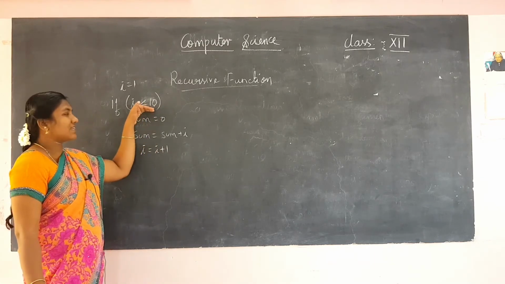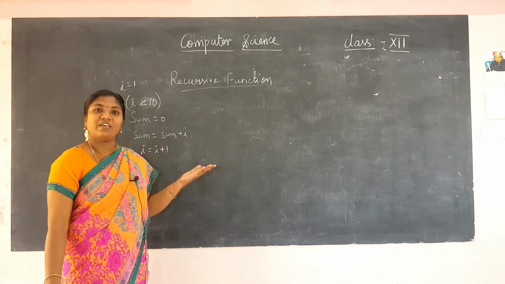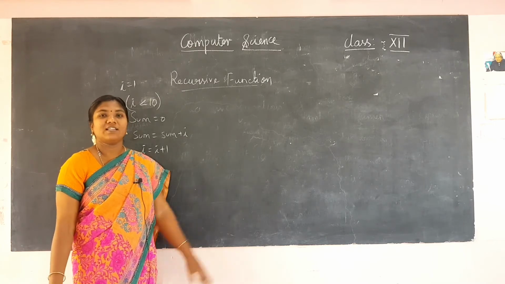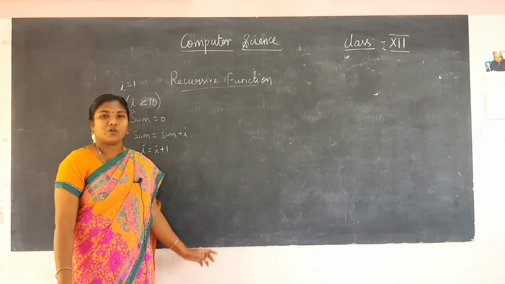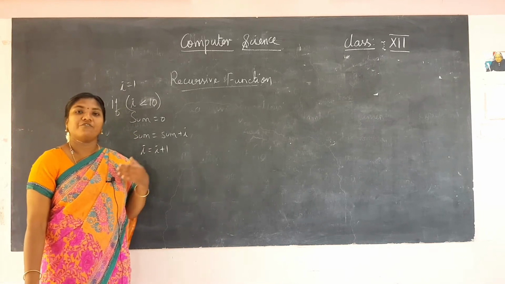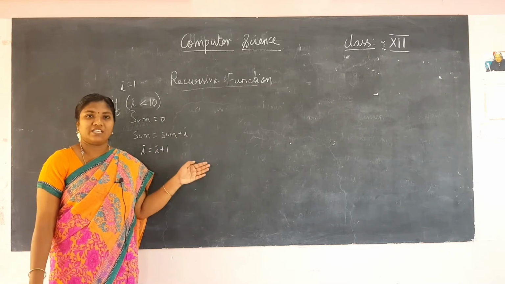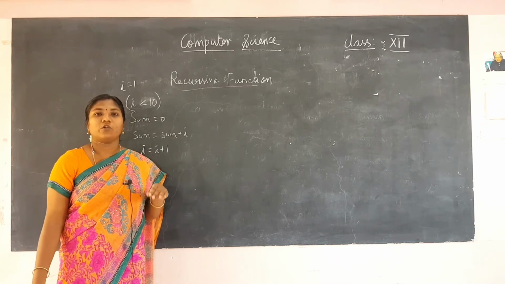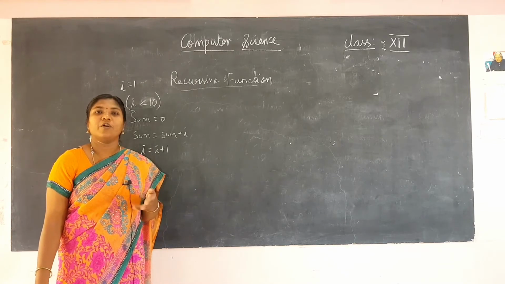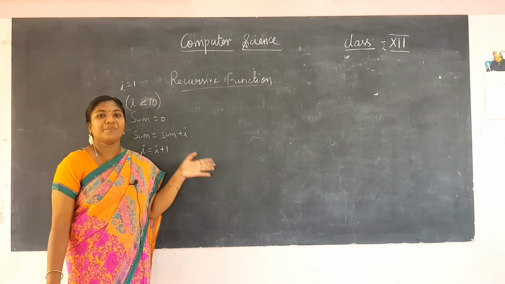So for when the loop gets executed, when I give a condition, up to that condition only the loop will be executed. That is called the base condition. So in a recursive function, when you give a condition for the loop, it is called the base condition, and up to that condition only that loop will be executed. If I do not give that base condition, then it will go on executing and become an indefinite loop.